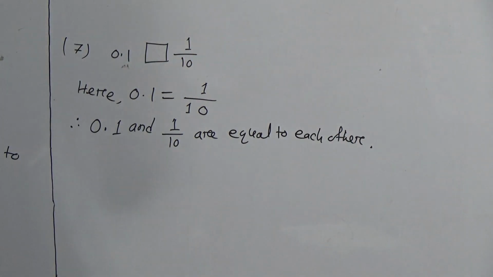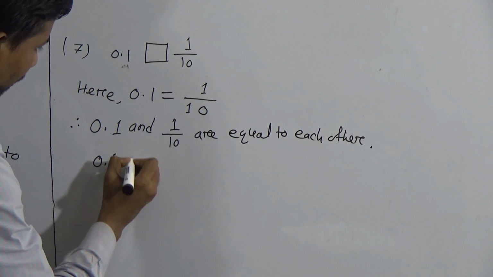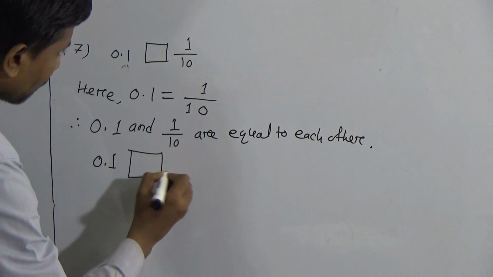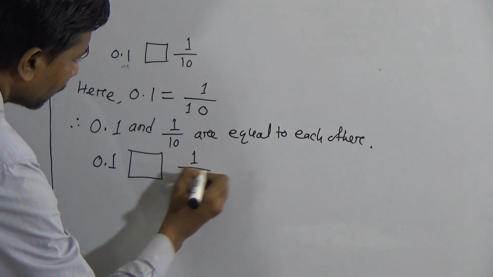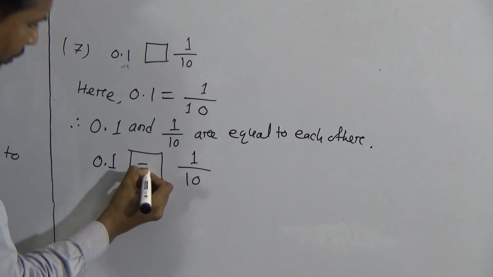And 0.1 and 1 by 10, look, they are also equal. So write the equal symbol here.